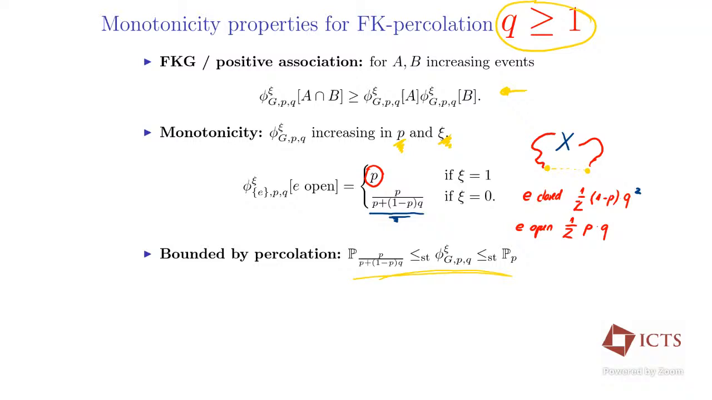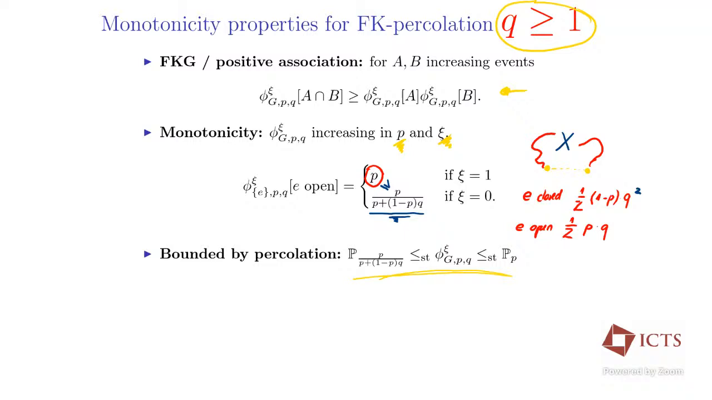when psi is 0, meaning when the boundary conditions are free, meaning no boundary vertices are connected to each other. And you will notice, if you look at this formula and you remember that Q is larger than 1, that you have an inequality, namely this one, which is good news. It tells you that if you wire things outside of your graph, then it increases the probability for edges to be open in your graph. And so you see that Q larger than 1 was essential.